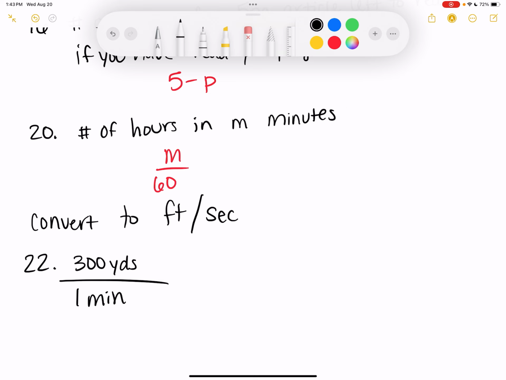So I need to convert yards to feet and minutes to seconds. So I do what they call a T-table, which you'll see in science. If you've done any conversions before, you may or may not have done them this way. But I think this is easier because you can check your units to make sure that you get everything. So how many feet are in a yard? 3. So I've got 3 feet in 1 yard.